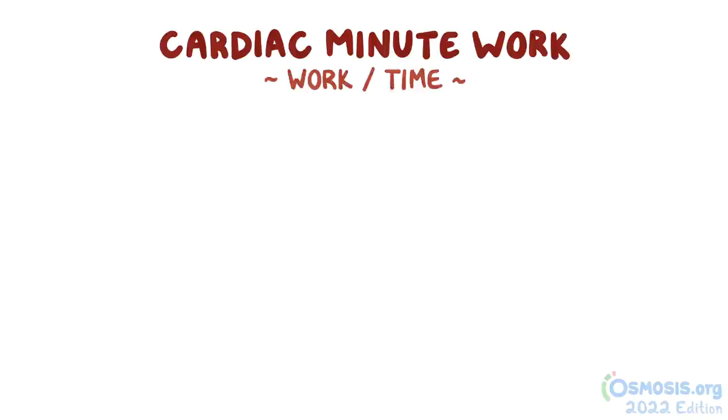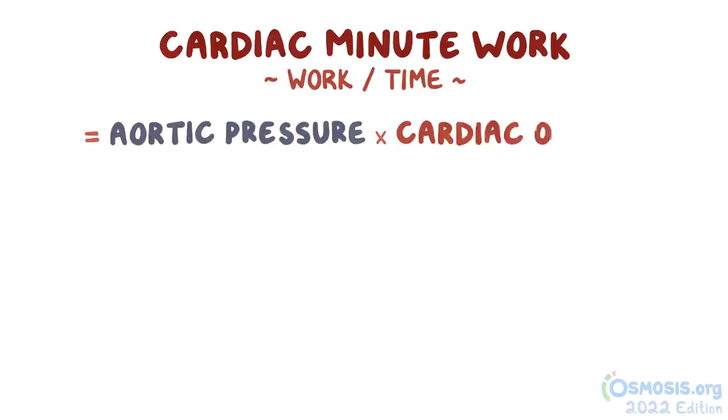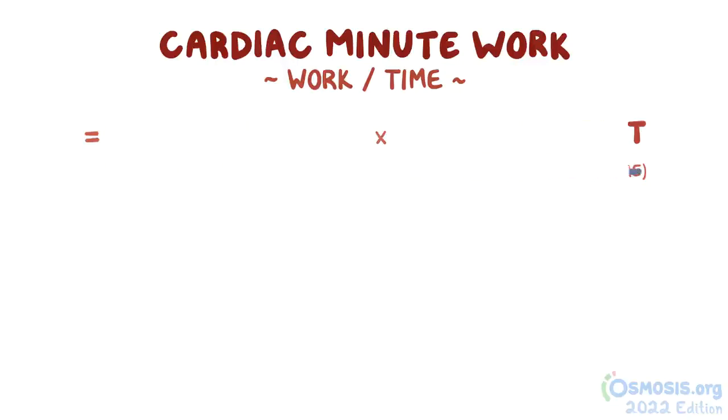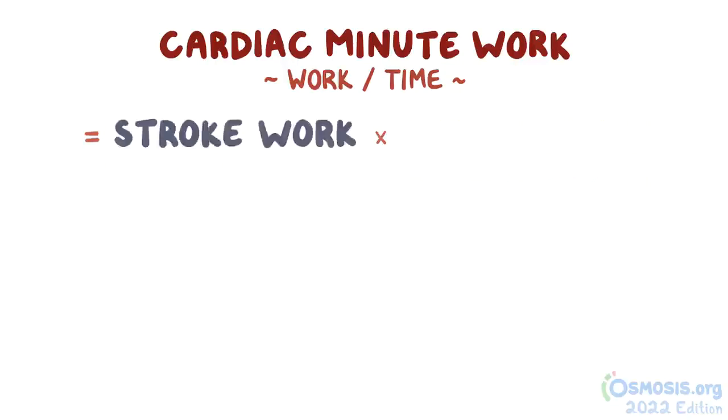In terms of cardiac function, cardiac minute work equals mean aortic pressure times cardiac output, where cardiac output is defined as heart rate or beats per minute times the stroke volume. And since mean aortic pressure can be calculated as stroke work divided by stroke volume, we can replace that in the equation and see that cardiac minute work is equal to stroke work times heart rate.